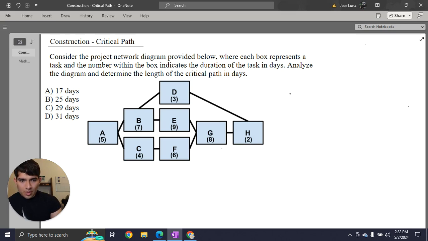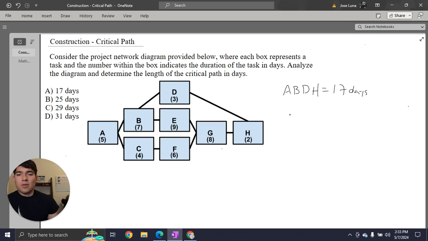So the first one that we can do is this A, B, D, H. So I'll just write that real quick right here on the side, A, B, D, H. So the duration of that path is going to be 5 plus 7 plus 3 plus 2, and that is going to be a total of 17 days. So we'll just keep that one in mind.